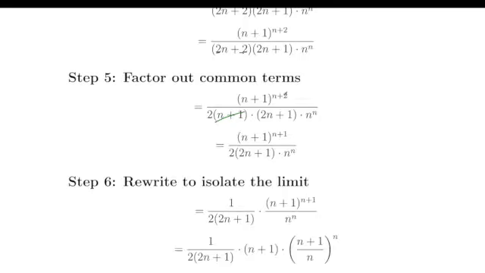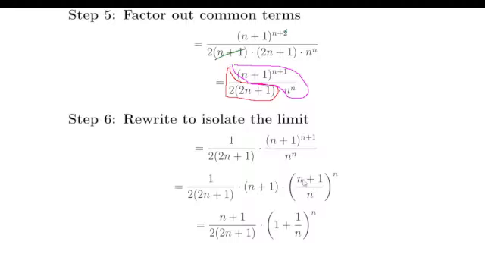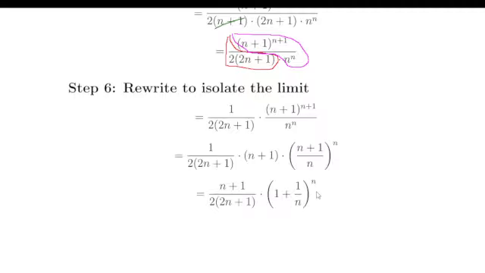Now I can break this up into two separate expressions. The first one being 1 over 2 times 2n plus 1, and the second one being n plus 1 to the n plus 1 power over n to the nth power. And we can break up n plus 1 to the n plus 1 power as just n plus 1 times n plus 1 to the nth, and then that can be inside here, so n plus 1 over n to the nth, which I can break up the fraction here. So this will be 1 plus 1 over n raised to the nth power. So you have n plus 1 over 2 times the quantity 2n plus 1 times 1 plus 1 over n to the nth power.